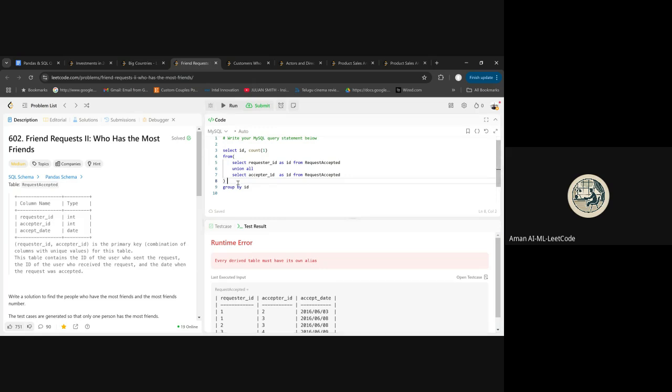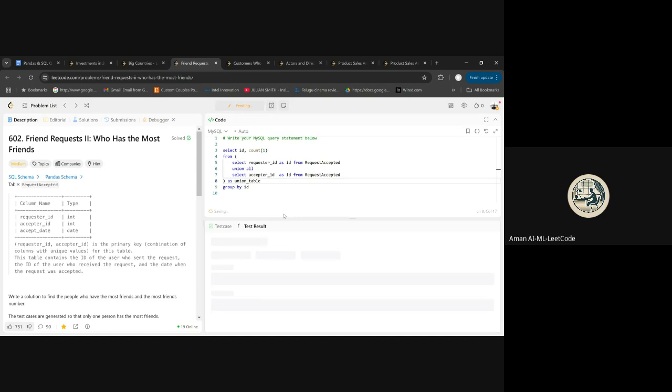Okay, इसको नाम देना पड़ेगा हमें, because this is a derived table. So this is as union, okay, the union table. Okay. We got id, id, count, count, सबका काउंट मिल गया. अभी क्या करना पड़ेगा हमें, order by count 1. Correct? In the descending order.